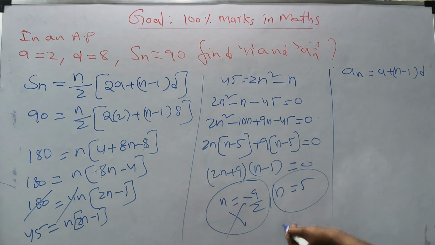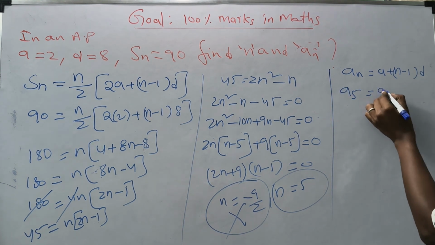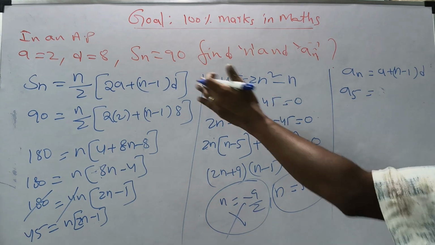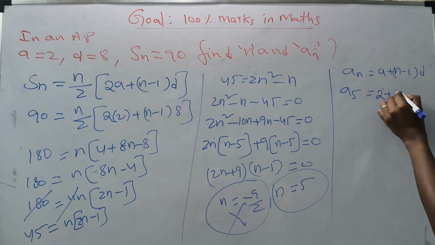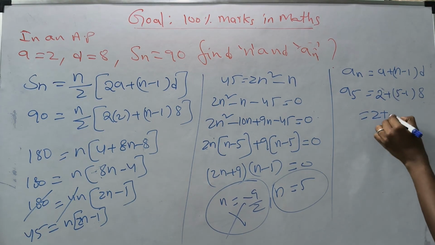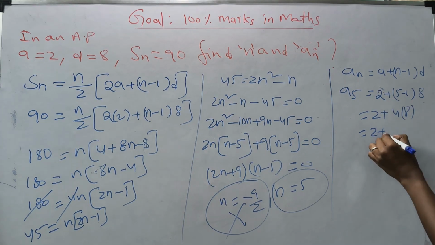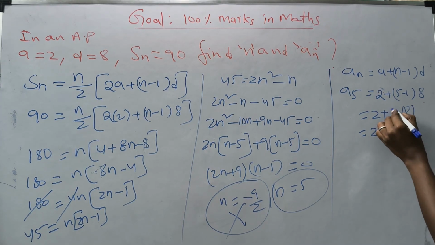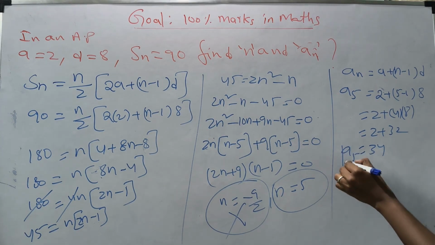Now we substitute a5. a5 is equal to a plus, a is already given as 2. Substitute here. Plus n is 5, minus 1, into d, which is given as 8. Now 2 plus 4 into 8. Correct? Now 2 plus 4 eights are 32, so 34. The a5 value is 34.